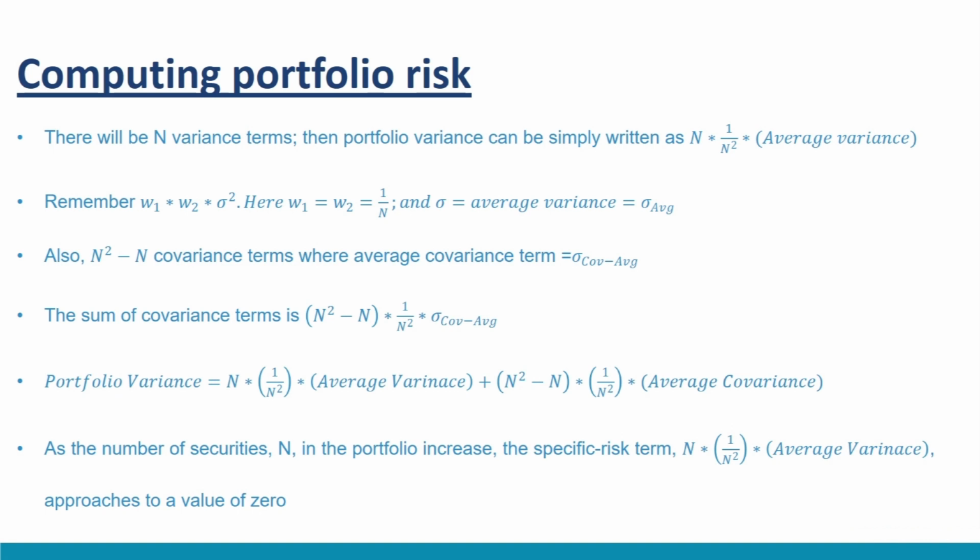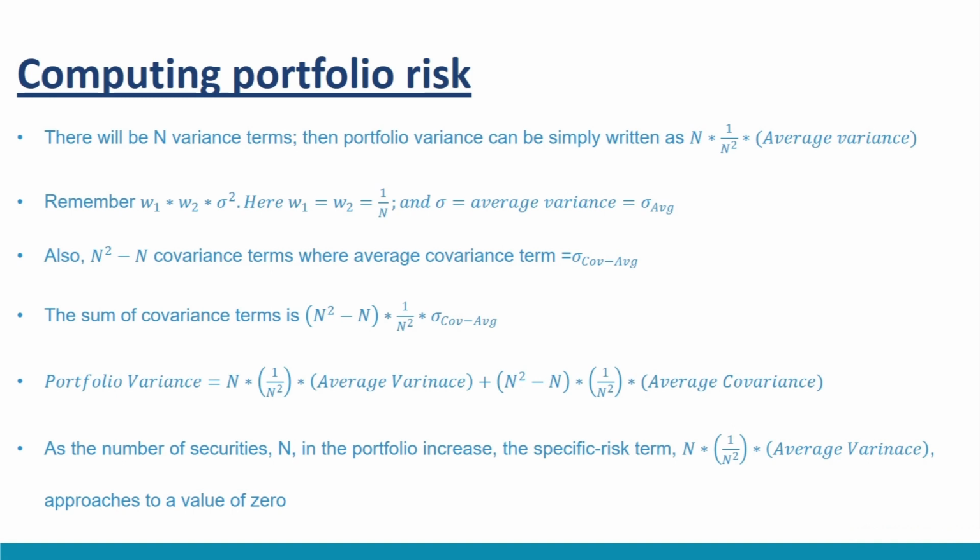Thus, there will be n variance terms. Let us represent the variance of these terms as an average variance measure. Then, portfolio variance can be simply written as n into 1 upon n square into average variance. Why so? Remember, W1 into W2 into sigma square, where W1 equal to W2 equal to 1 upon n and sigma equal to average variance, that is sigma average. The average variance is defined in a manner that if summed up across all the n boxes, it will result in the variance or specific risk component of the portfolio, that is n into 1 upon n square into average variance, equal to n into 1 upon n square into sigma average.